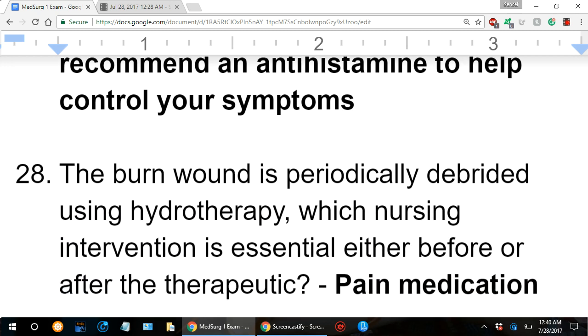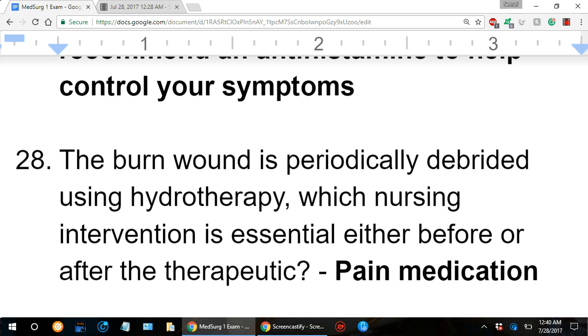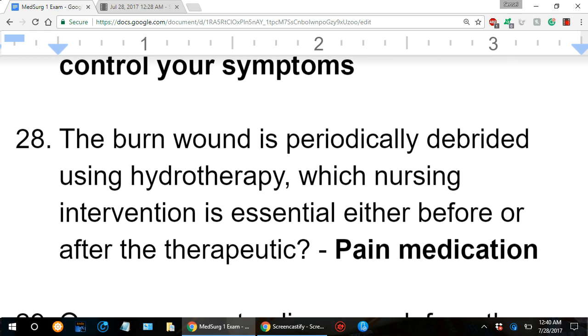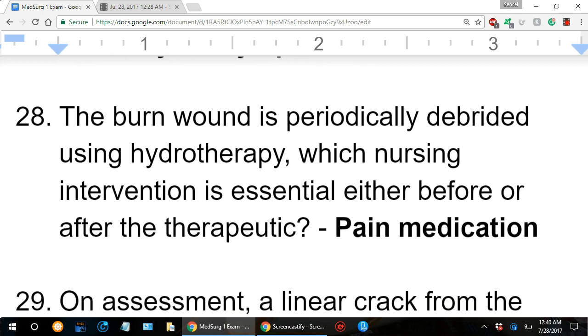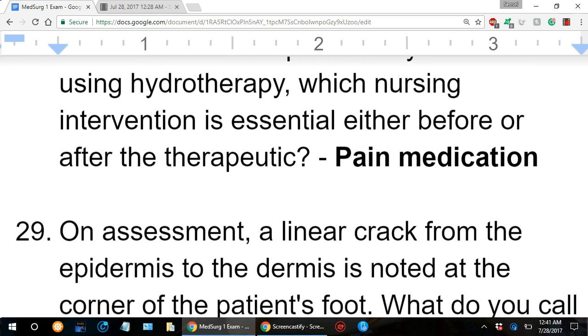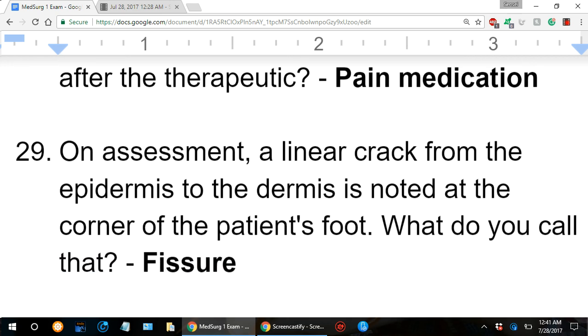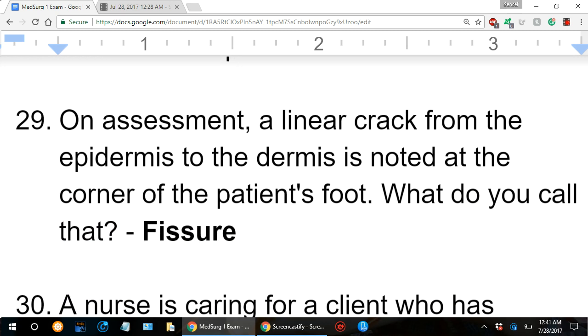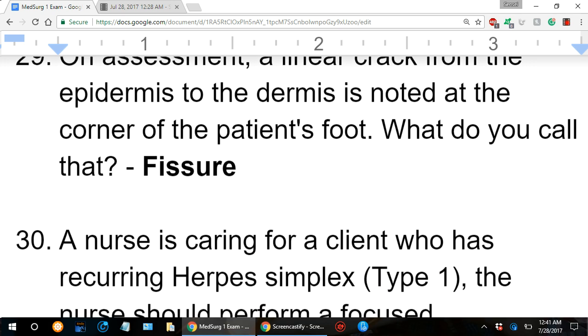The burn wound is periodically debrided using hydrotherapy. Which nursing intervention is essential either before or after the therapy? Pain medication. On assessment, a linear crack from the epidermis to the dermis is noted at the corner of the patient's foot. What do you call that? It's called a fissure.